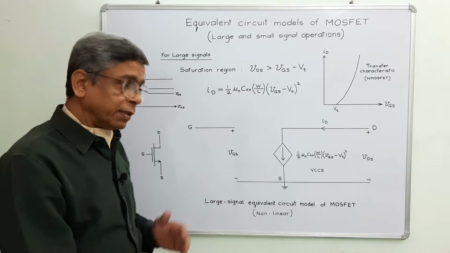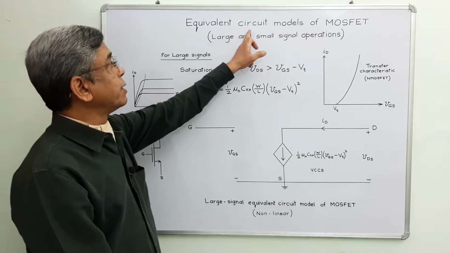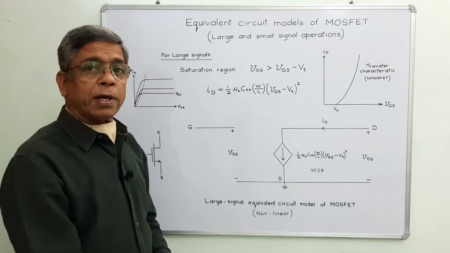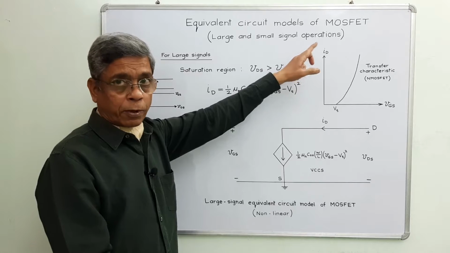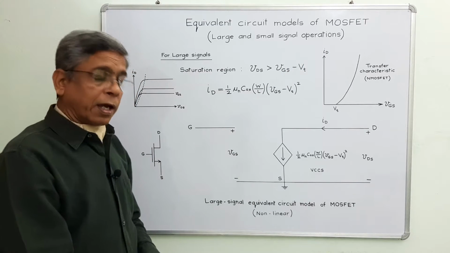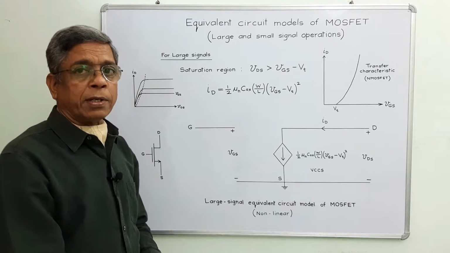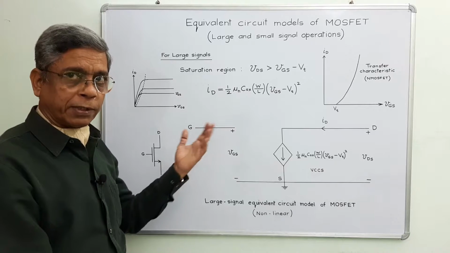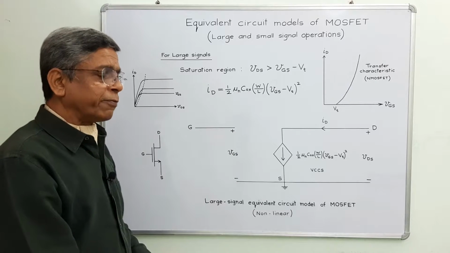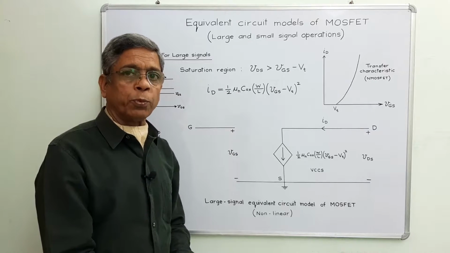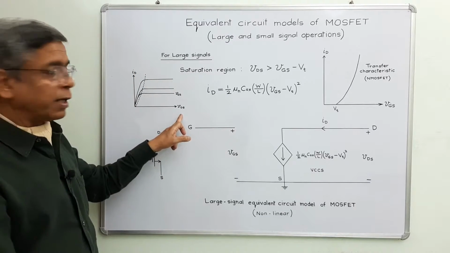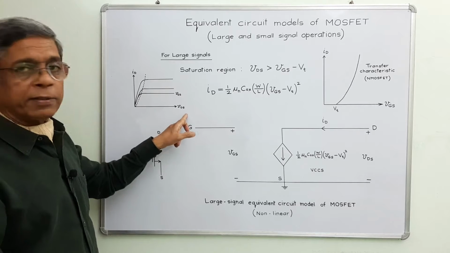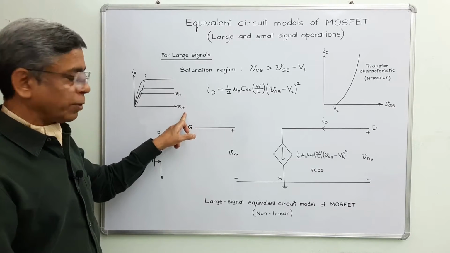inside it. This lecture is all about equivalent circuit models of MOSFET, and I'll explain large and small signal operation for MOSFET, and I am considering N-channel enhancement type MOSFET for the discussion. And referring to my previous lectures about output characteristics for MOSFET, this is ID versus VDS. ID is the drain current, VDS is the potential difference between drain and source.